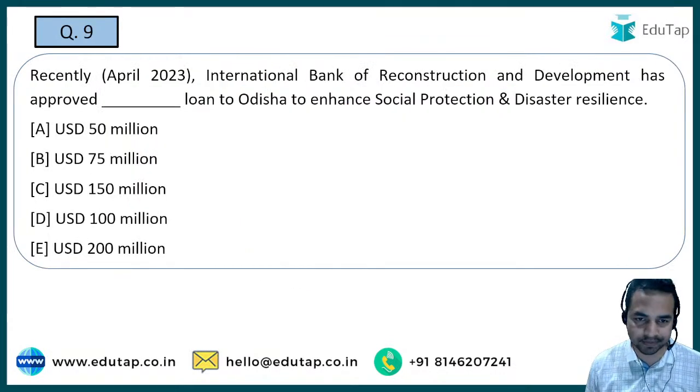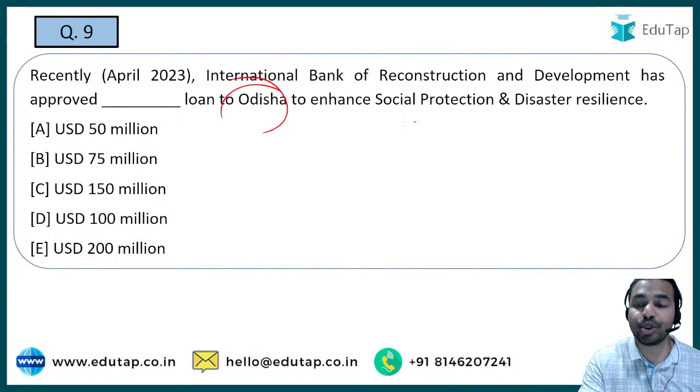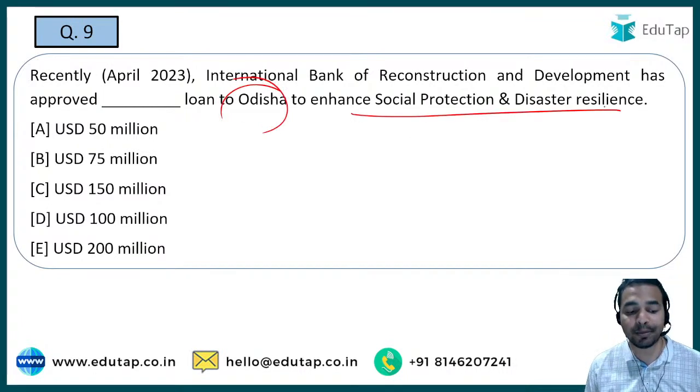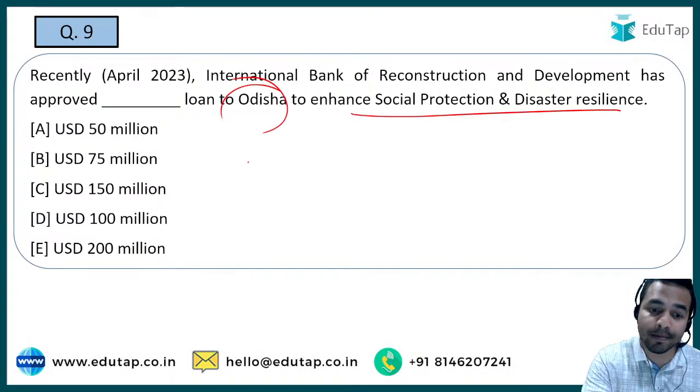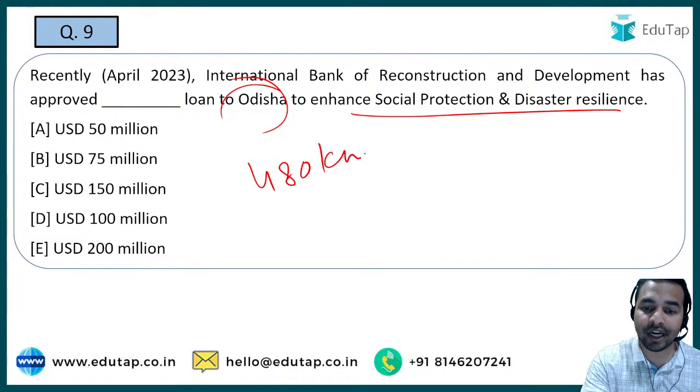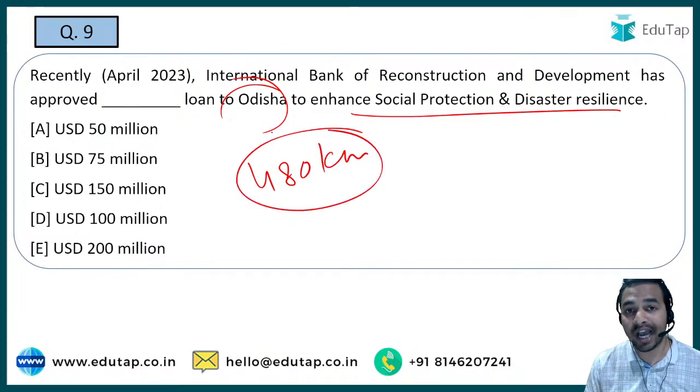Now the next question. So IBRD ने recently approved किया है some amount of loan to Odisha to enhance the social protection and disaster resilience. See guys, let me tell you, ओडिशा की कोस्टलाइन की अगर हम बात की जाए तो it is of 480 kilometers and that is what is highly vulnerable to the natural disasters. तो इसी तरीके से वो अपने forecasting system को और ज़्यादा strengthen कर सके और यहाँ पर early warning हमें मिल सके जिससे कि हम उस पर timely action ले सके.